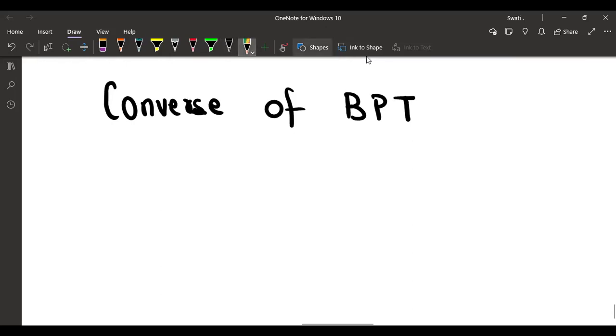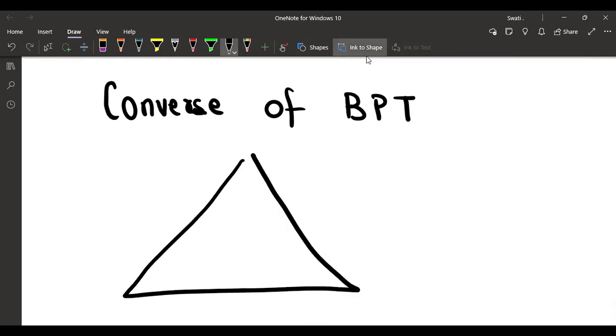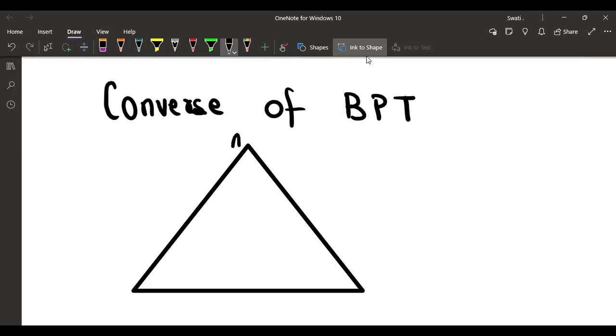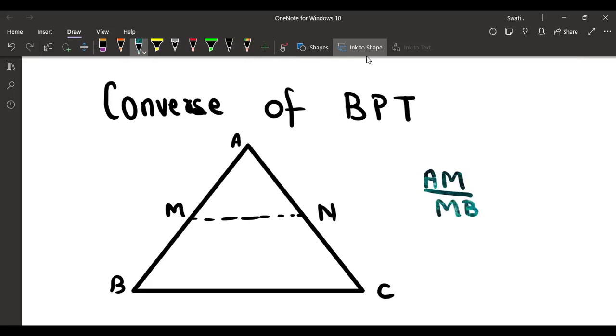This says that if you have a triangle in which you have drawn a line, you're not saying that it is parallel, okay? You have drawn a line which is, let's say, MN, and in this converse, meaning the ulta of the BPT, if the ratios come the same, like if AM upon MB is equal to AN upon NC, it's just the ulta of the theorem.